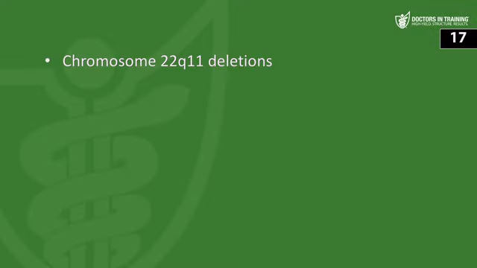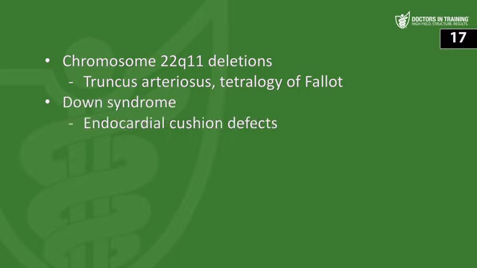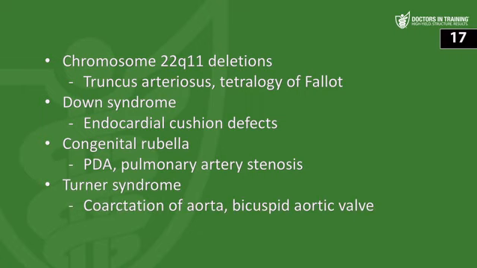So that chromosome 22q11 deletion is associated with truncus arteriosus and also tetralogy of Fallot. Down syndrome or trisomy 21 is associated with endocardial cushion defects like ASD or VSD. Congenital rubella is either PDA or pulmonary artery stenosis. And Turner syndrome is coarctation of the aorta, and also remember bicuspid aortic valves. Think of aortic problems with Turner syndrome. So that's the end of session quiz, but let's also run through these rapid fire facts.